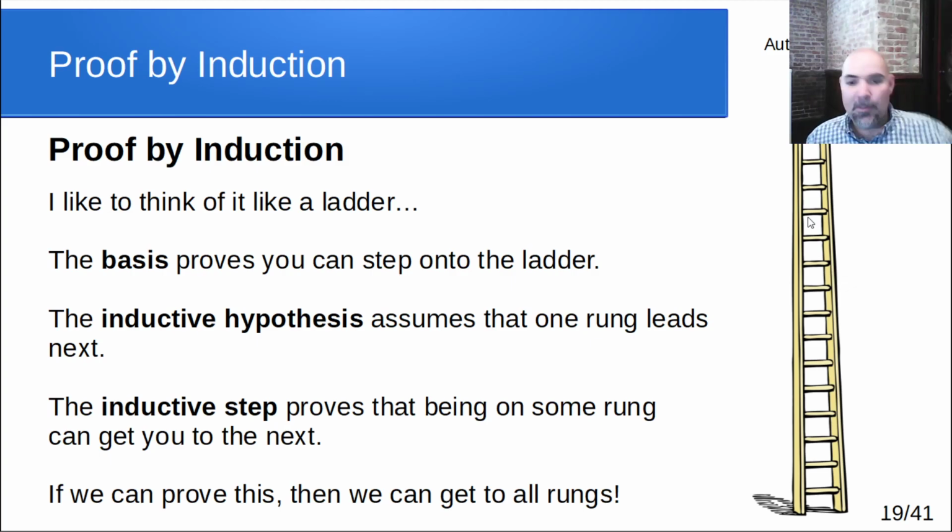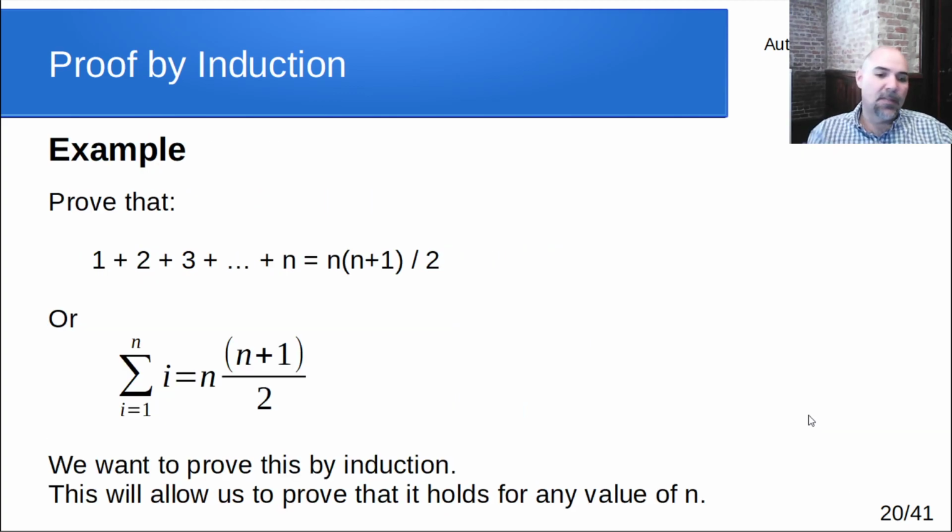And I can get to any place on that ladder, all infinite of them, even if it's an infinite size of problems. And that's really powerful, because that allows us to prove something for a whole range, even an infinite number of claims, all with this one proof. Okay, let's look at an example.